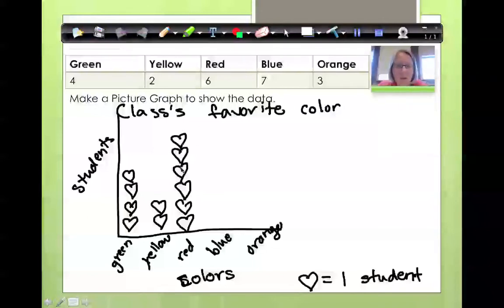1, 2, 3, 4, 5, 6. Blue had 7. See, I'm kind of trying to line up my hearts. Be a little bit particular with yourself so the answer is easy. We want to make math easy, not hard. And orange gets 3.